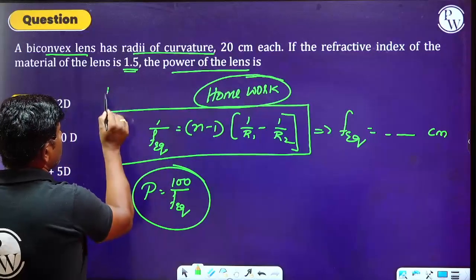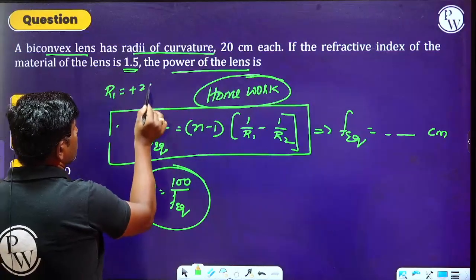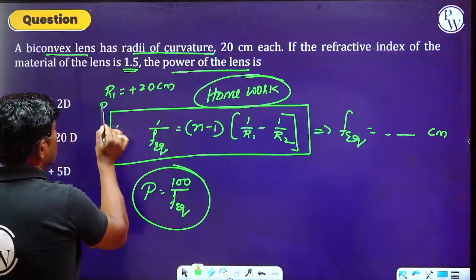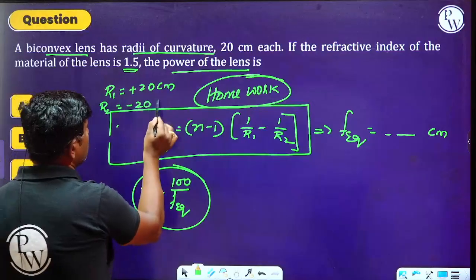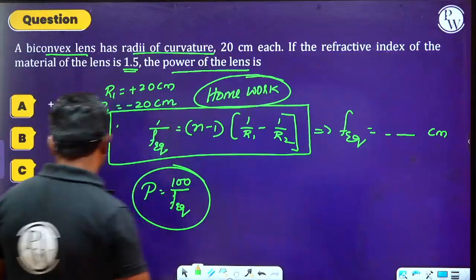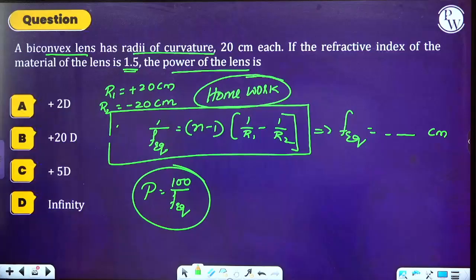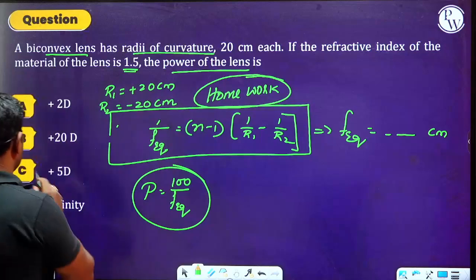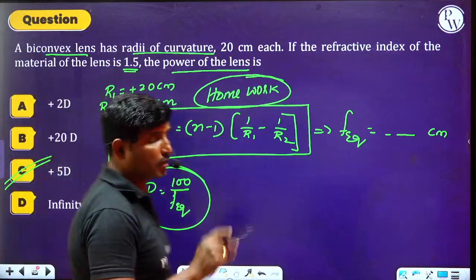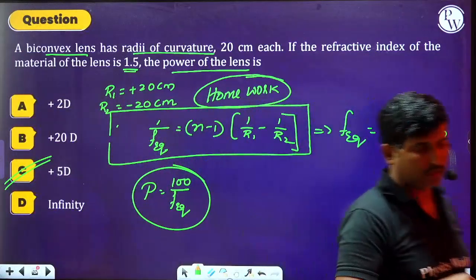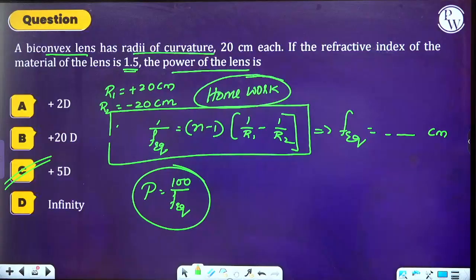What is R1 here? R1 is equal to plus 20 centimeter, and R2 is equal to minus 20 centimeter. Therefore, whenever we do substitution and calculation here, you should get the answer as option C, that is 5 diopters. Okay. Yes, let us see the next question.